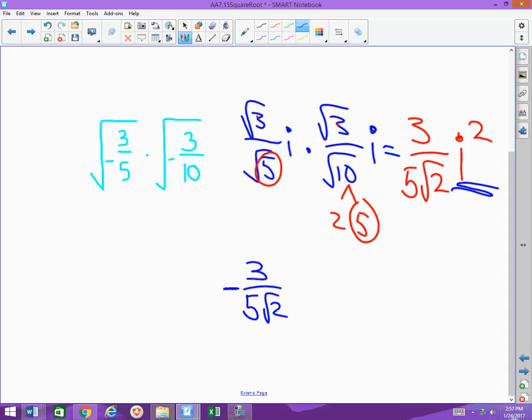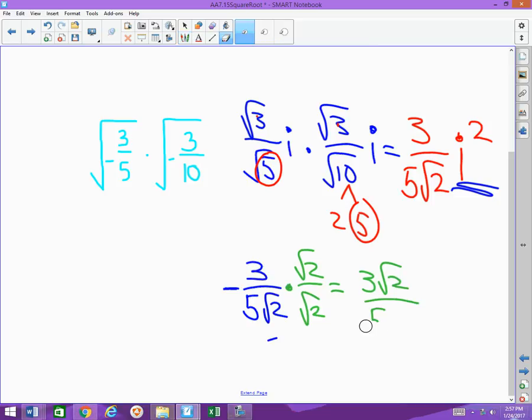Well, then we got this square root of 2 in the denominator, so we have to multiply by a form of 1, which is square root of 2 over square root of 2. So you're going to get 3 square root of 2 over 5 times 2, which is 10, and it's going to be a negative. And that is how you simplify square roots.